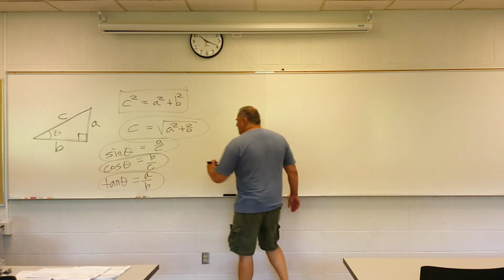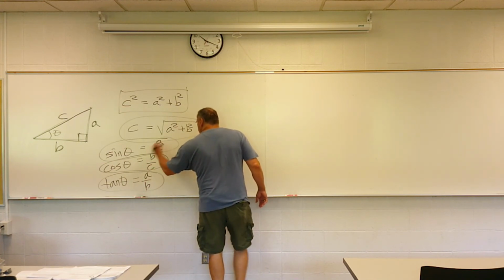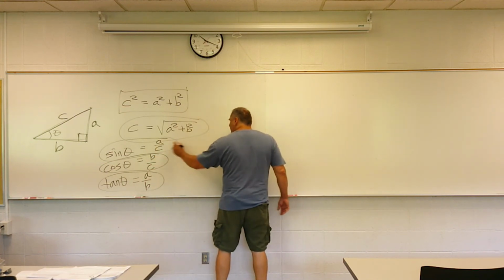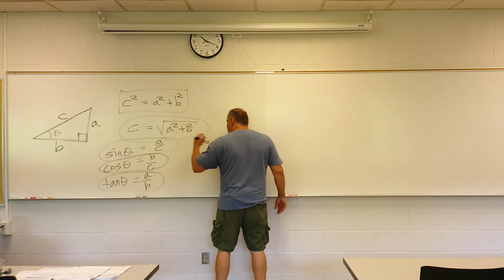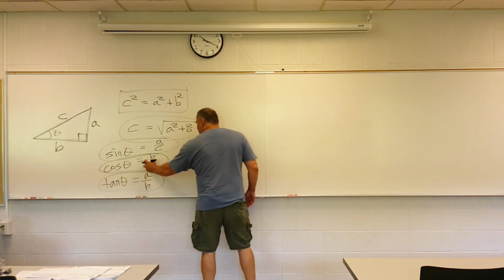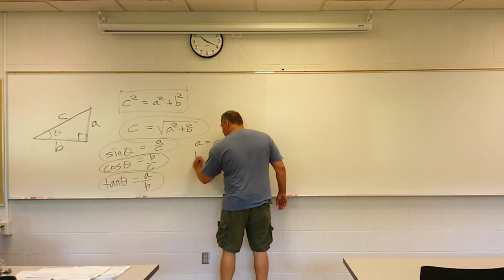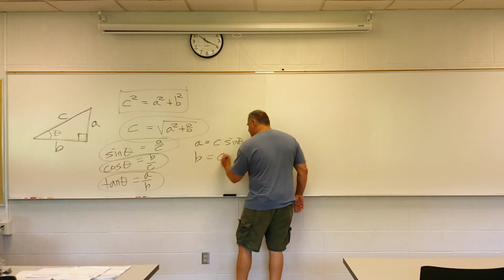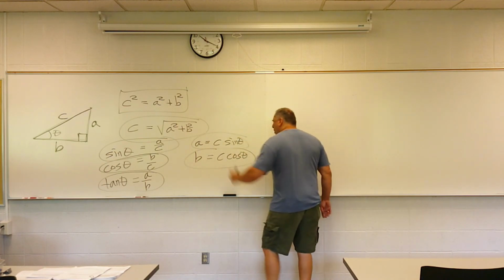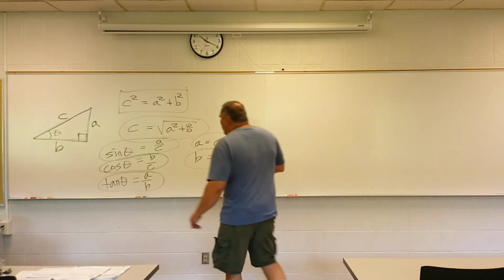Anyway, what's important here is, let's say you know what C is, but you don't know what A or B is. If you multiply by C on each side, the leg going vertical is C times the sine of theta. The leg going horizontal, if you multiply by C on each side, that's B, is going to be C times the cosine of theta. So there's kind of a handy way to find out what the legs are if you know what the hypotenuse is. Okay. I don't want to get big time into this.